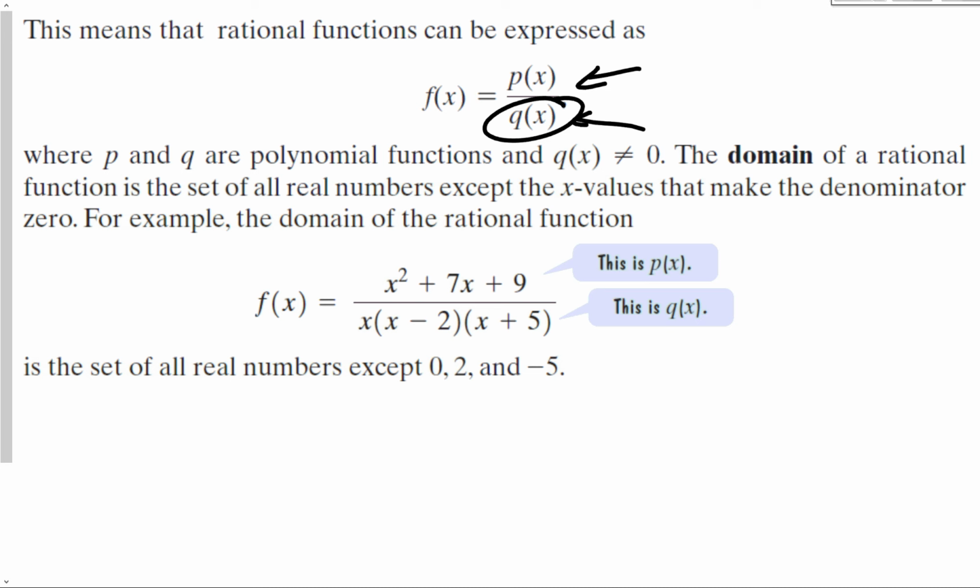So the domain of a rational function is every real number except for all the things that make the denominator equal to 0. So if we look at this function right here, the top is p of x, the bottom is q of x, and this function is defined everywhere except for the three places that make the denominator equal to 0: 0, 2, and negative 5. Okay? So in each one of those cases, something is happening at those points. The function is not defined there, and we're going to see what that means in a little bit.